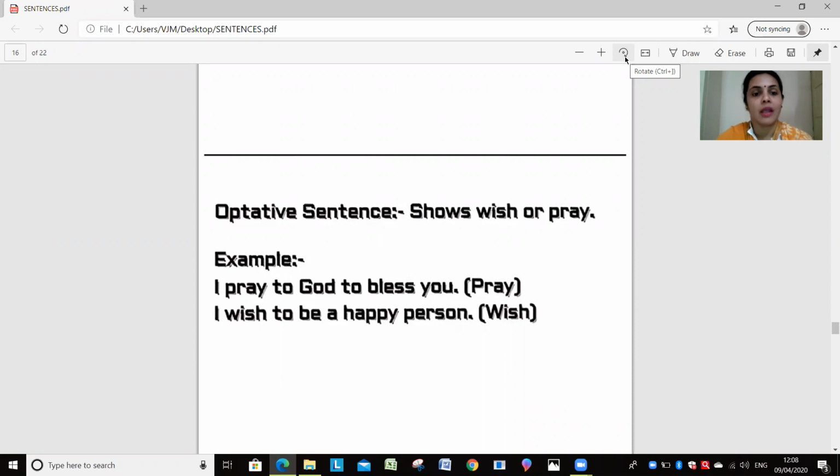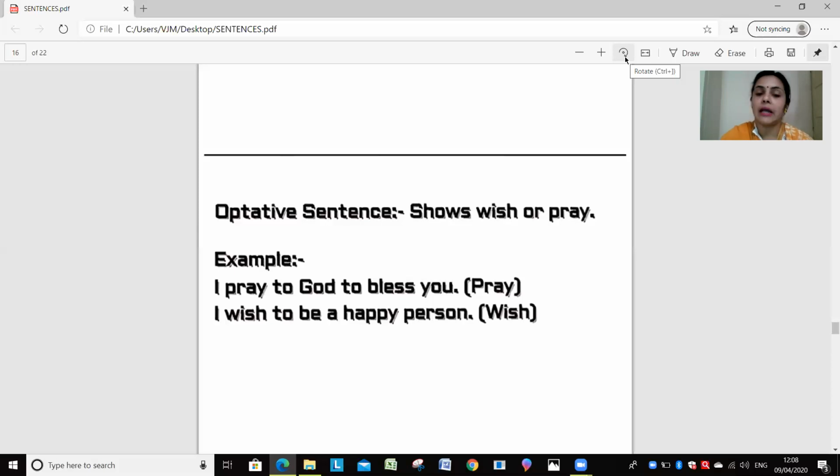Let's see, optative sentence. As I told you before, majorly we study four kinds of sentences which we have already seen, and those sentences are declaratives, interrogatives, imperatives, and exclamatory sentences. But there is a fifth kind of sentence also, and this sentence is generally used to show a prayer or a wish. When we wish good for somebody, when we pray to God, we use optative sentences. This is for your general information that whenever we pray and whenever we wish someone, we use optative sentences.